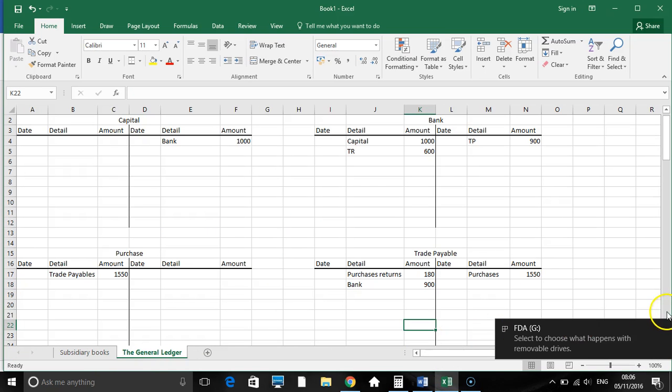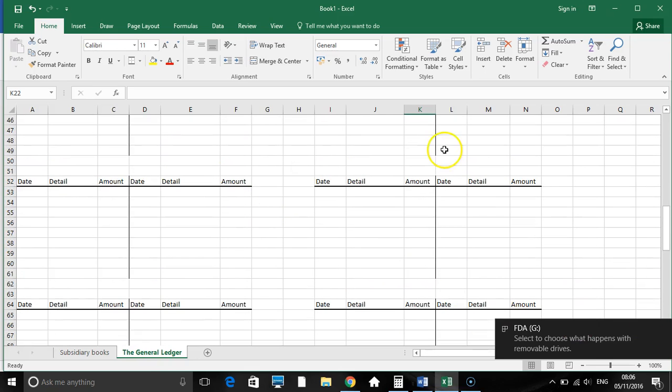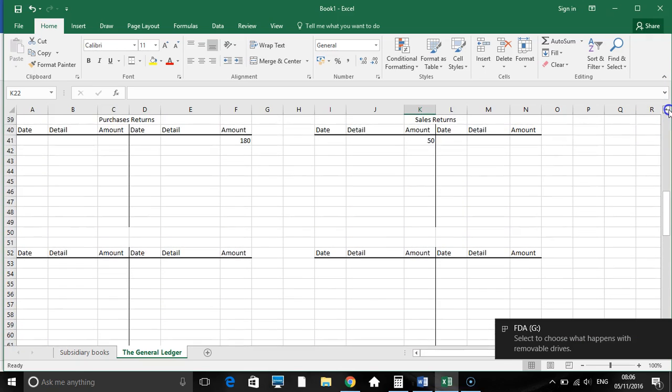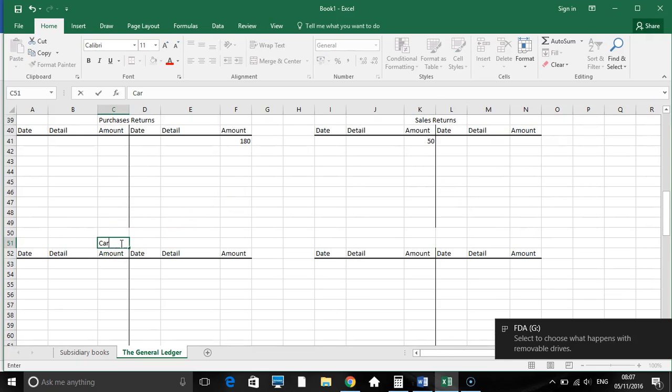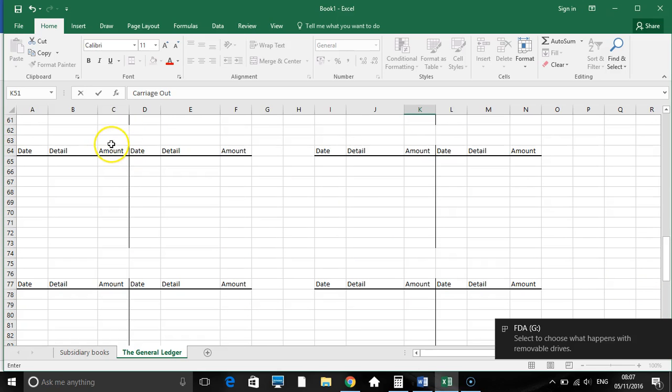Carriage in. Let's see, is there in there? Okay, right. Let's make some. Carriage in. Carriage out. Wages. Rent. Electricity. And those are the three ones there.